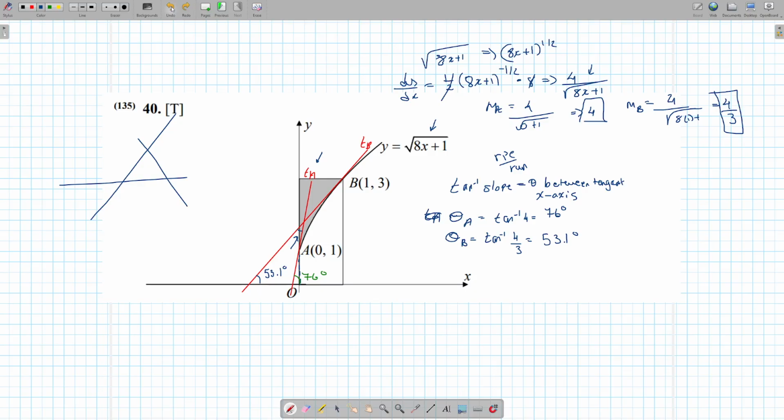That works. Or you can do the easier method that most people would remember: you can find this angle over here by doing 180 minus 76, which is actually 104, right? So you have the inner angle 104 degrees. Now you have this angle. Can I find the third angle in the triangle? Of course I can. So 180 minus 104 minus 53.1, and you should get 22.9. Okay, so 22.9 degrees is this angle between both tangents. Okay, let's see.